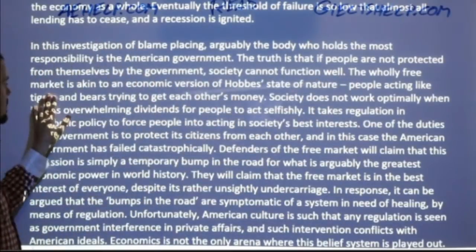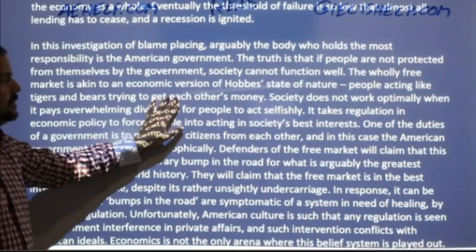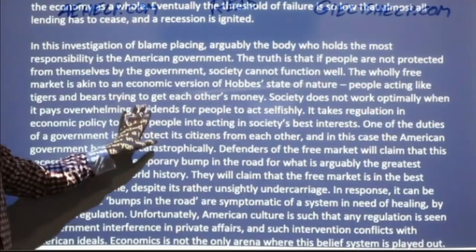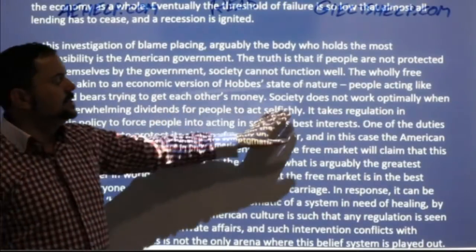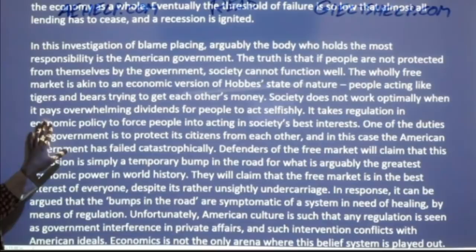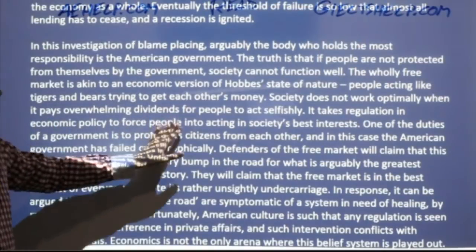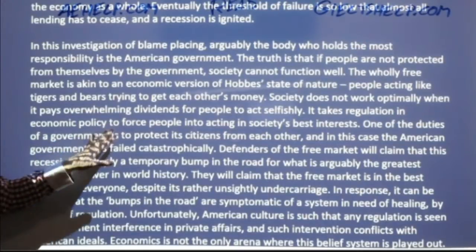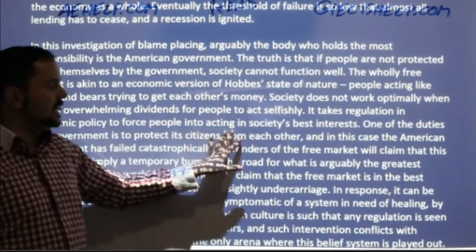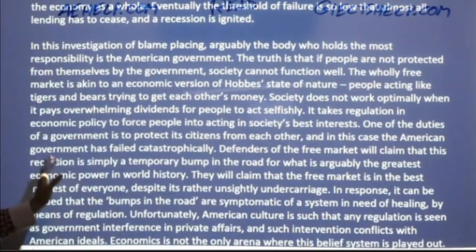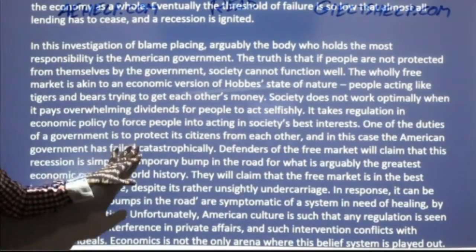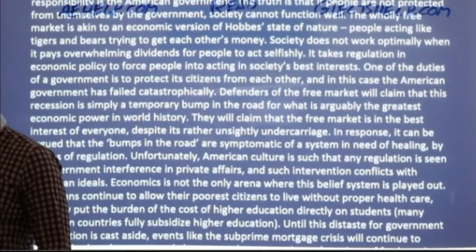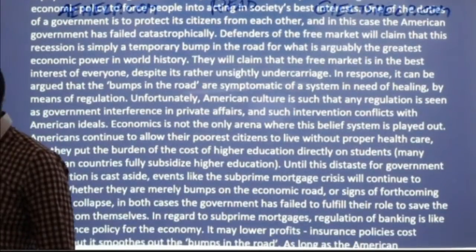The wholly free market is akin to an economic version of Hobbes' state of nature. People acting like tigers and bears trying to get at each other's money. Society does not work optimally when it pays overwhelming dividends for people to act selfishly. It takes regulation and economic policy to force people into acting in society's best interest. One of the duties of a government is to protect its citizens from each other, and in this case, the American government has failed catastrophically.